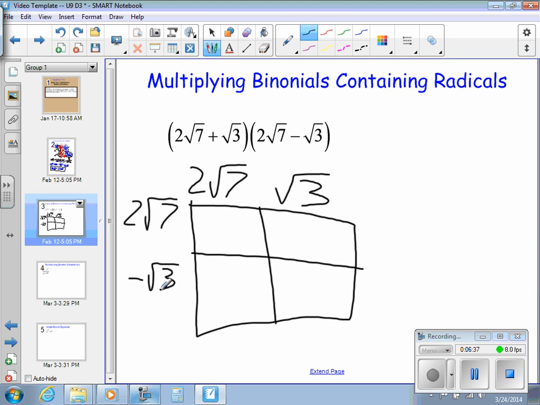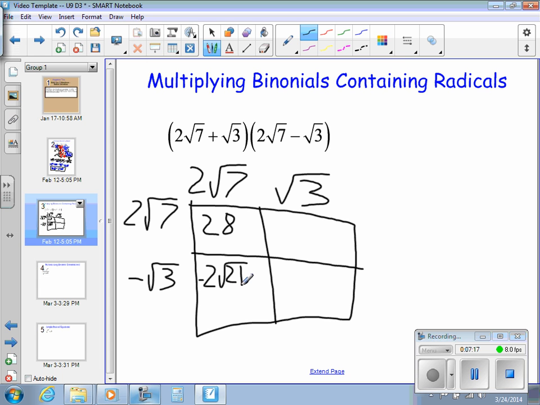Okay. So 2 times 2 is 4, and the square root of 7 times the square root of 7 is 7. Well, gee, 4 times 7 is 28, so we're going to make that a 28. Okay, 2 times the square root of 7 times negative square root of 3. Well, that's going to give us a negative 2 times the square root of 21.